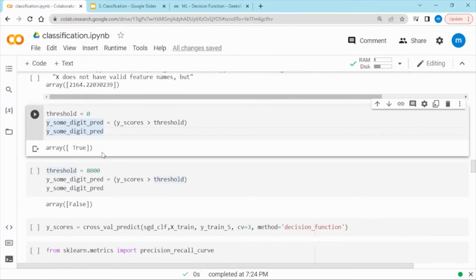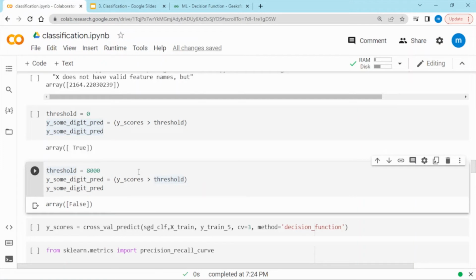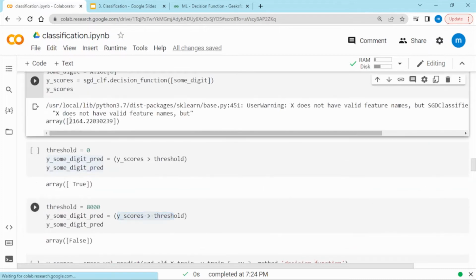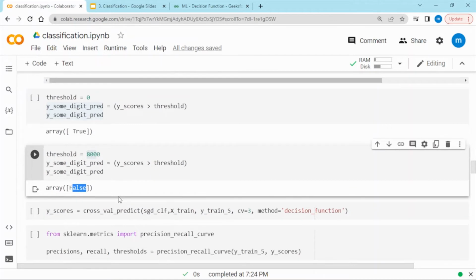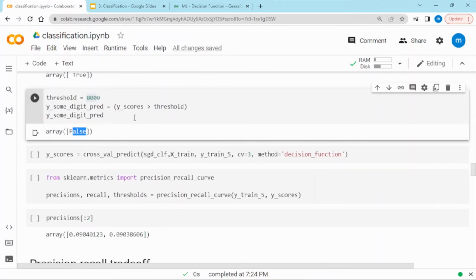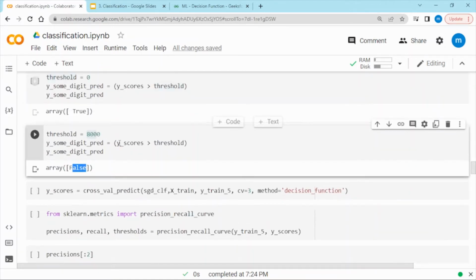It is correctly predicted. Now if we change the threshold to 8000, again we are comparing that score with the threshold, and definitely it becomes False because 2164 is not greater than 8000, so the result is False. In this way we are deciding the threshold, comparing it with the scores, and deciding whether that number is a positive prediction or negative prediction, because we definitely require some kind of threshold to compare.